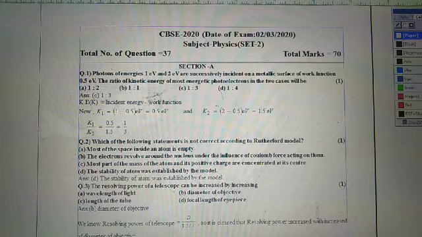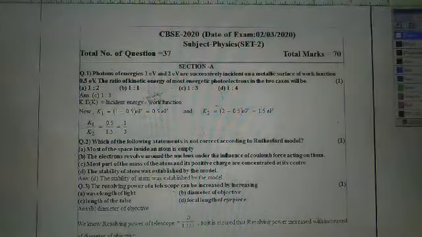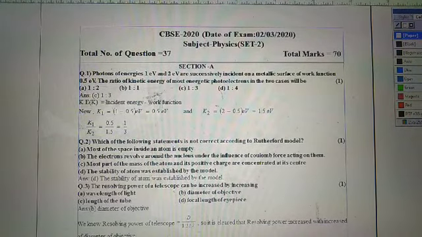Photons of energy 1 electron volt and 2 electron volt are successively incident on a metallic surface of work function 0.5 electron volt. The ratio of kinetic energy of the most energetic photoelectrons in the two cases will be. So there are four options. Option A 1:2, option B 1:1, option C 1:3, and option D 1:4. The correct option is C, that is 1:3.